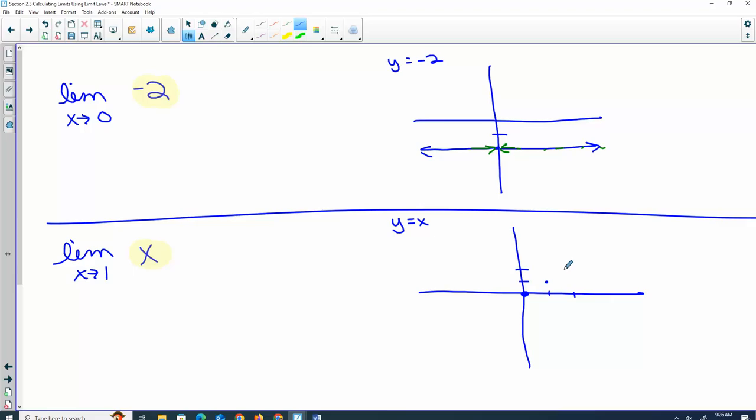1, 1. 2, 2. Negative 1, negative 1. You can keep going all day. So it looks like this. It's the identity function. So as I am approaching 1, what's my y approaching? 1. And if I were approaching 2, my y would be approaching 2. If I were approaching negative 1, my y would be approaching negative 1.